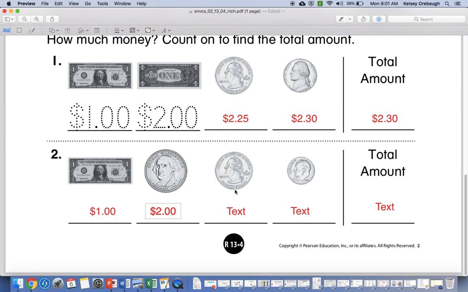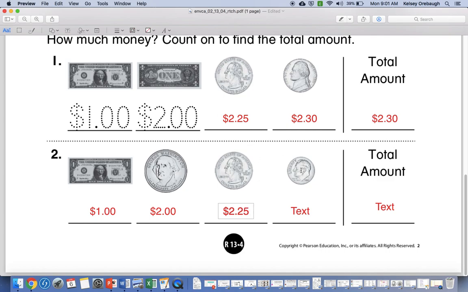Move on to our quarter. A quarter is worth 25 cents. We start with our dollar sign, $2 to show the $2 we already have. Decimal point, now we're going to add some cents. How much is a quarter worth? 25 cents. So now we have $2.25.